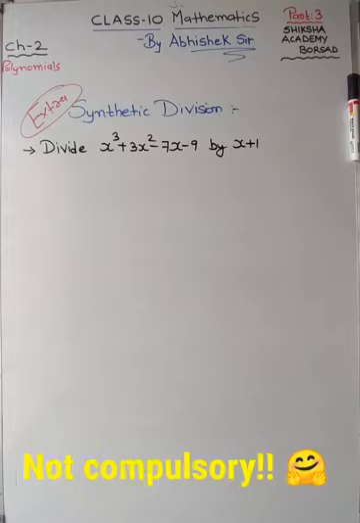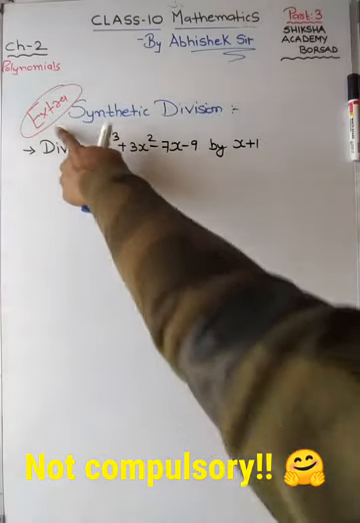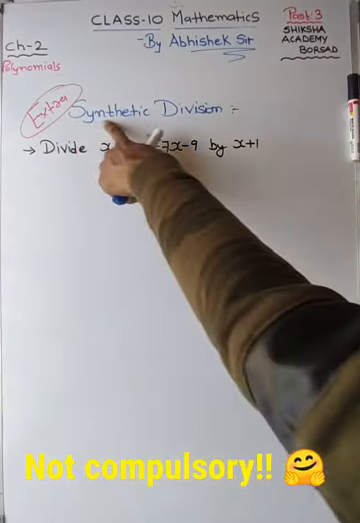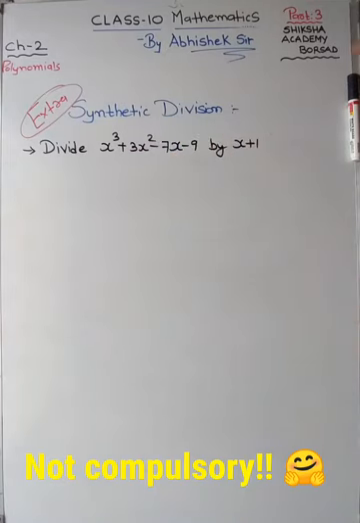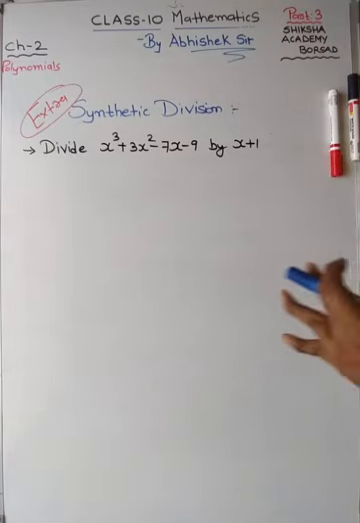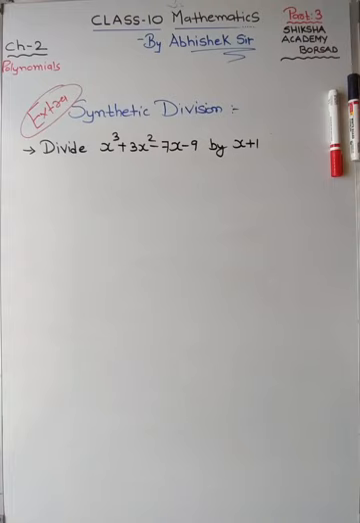Now we will be seeing one extra method, that is known as synthetic division. Now this method is optional, no need to do it in your school notebook or in exam as well, but this method is again a very shortcut method to find out the quotient and the remainder, right? First of all, you have to take care of two things.